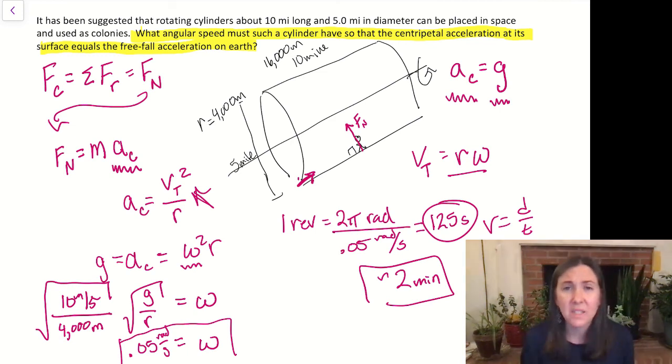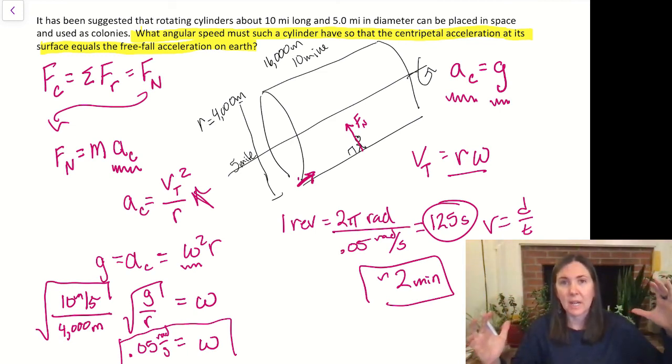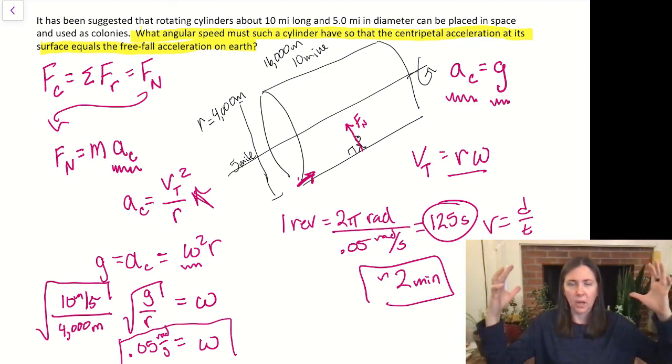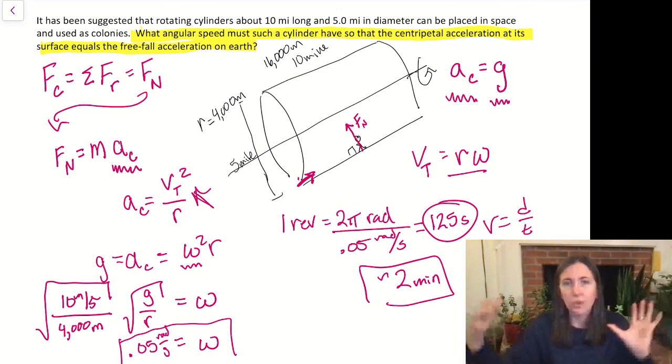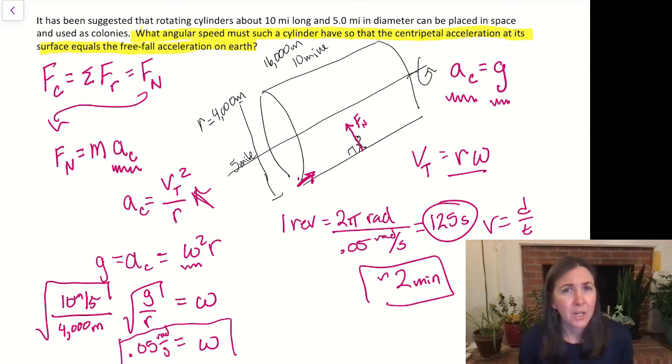That's pretty fast, to think that this 5-mile diameter space station object could make a full revolution in 2 minutes. This is one of the things that you think, maybe you would not actually want the full strength of gravity in a space station. That seems like a very fast rotation.